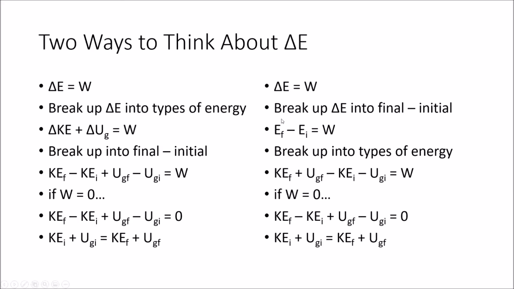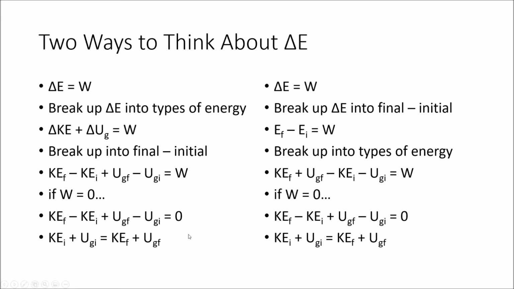Then you replace your energy final with kinetic energy final plus gravitational potential energy final, because those are the two types of energies that we've discussed, minus energy initial. Well, that's going to be the kinetic energy initial and the gravitational potential energy initial. Notice that I've distributed the negative sign to both of these terms because you have to do that with algebra. If you set work equal to 0, then you rearrange just a little bit, and you get the exact same equation that you got before.